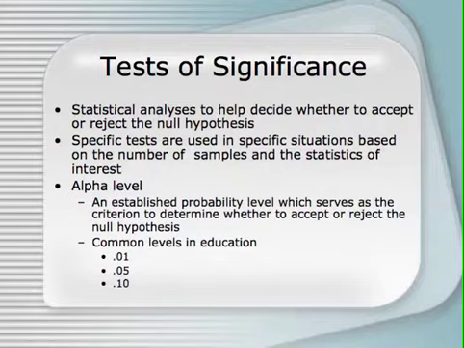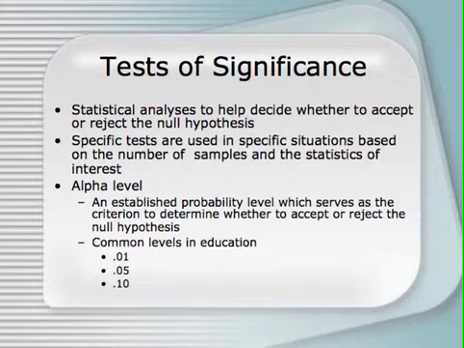Statistical analyses are conducted to help decide whether to accept or reject a null hypothesis. You use specific tests in specific situations based on the number you have in samples and what statistics you're interested in. Then there is the alpha level, which is an established probability level which serves as a criterion to determine whether to accept a null or reject a null hypothesis. So the common levels that are used are 0.01 or 1%, 0.05, where you're willing to accept 95% confidence in your results, or 10%, 0.10.